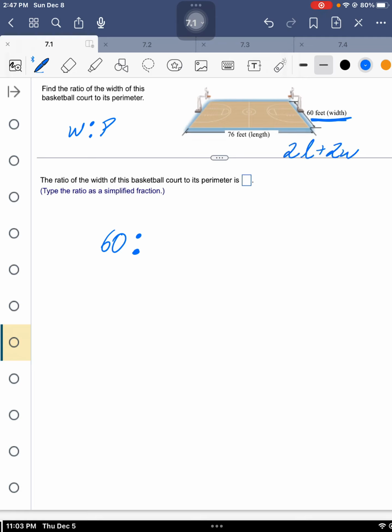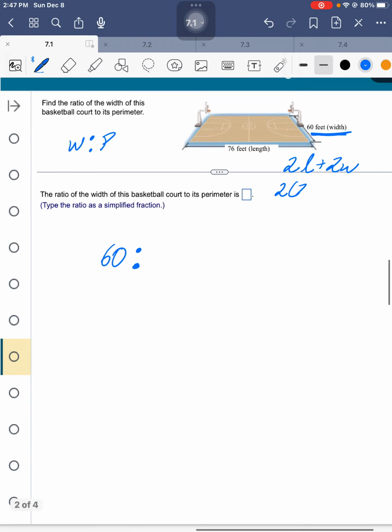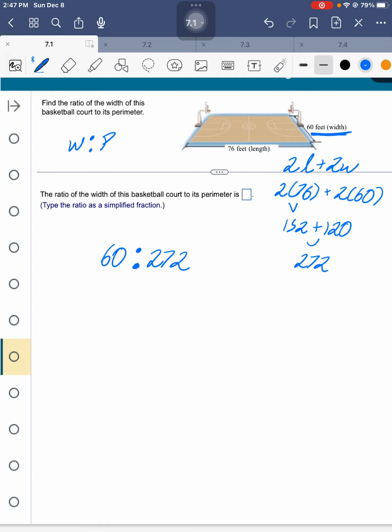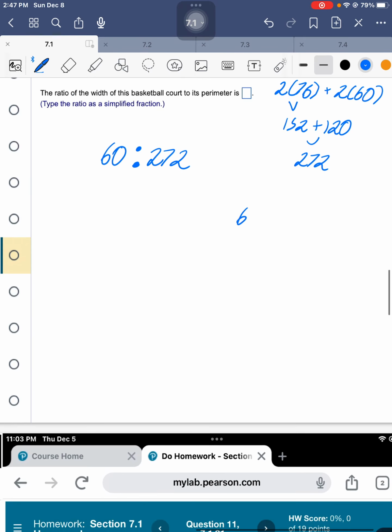Well, I know perimeter is 2 length plus 2 width. So 2 times 76 plus 2 times 60. 2 times 76 is 152, plus 120, which is 272. Okay? So now you're gonna wanna simplify this.